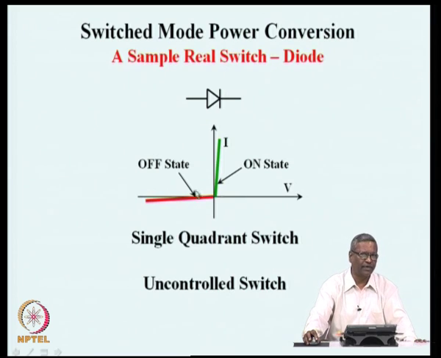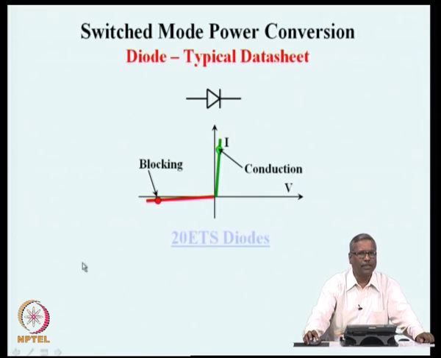And another important feature is that in a diode, there are only 2 terminals and there are no control possibilities, and this is an uncontrolled switch. The on state or off state is decided by the external circuit to which this diode is connected. The operating points, as you see here, you could have a conduction state where a large amount of current is flowing with a very small voltage drop, or a very large voltage is blocked with a small current flowing.